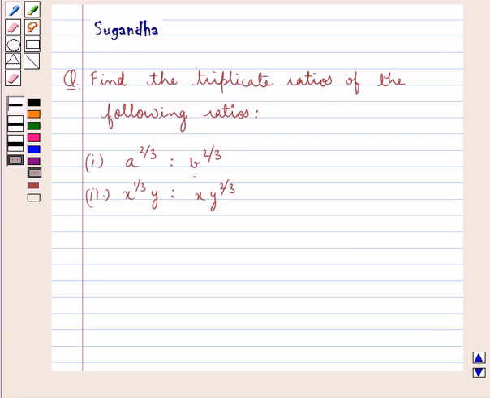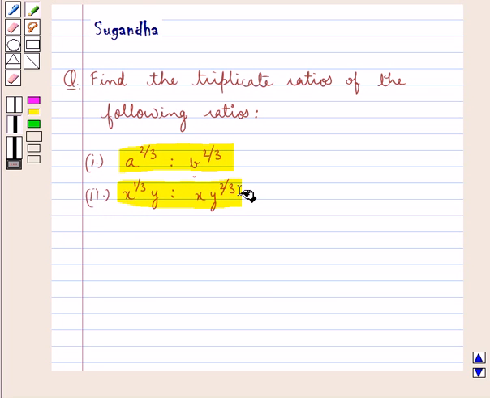In this session we discuss the following question which says find the triplicate ratios of the following ratios. In the first part we are given the ratio a to the power 2 upon 3 is to b to the power 2 upon 3. In the second part we are given the ratio x to the power 1 upon 3 into y is to x into y to the power 2 upon 3.